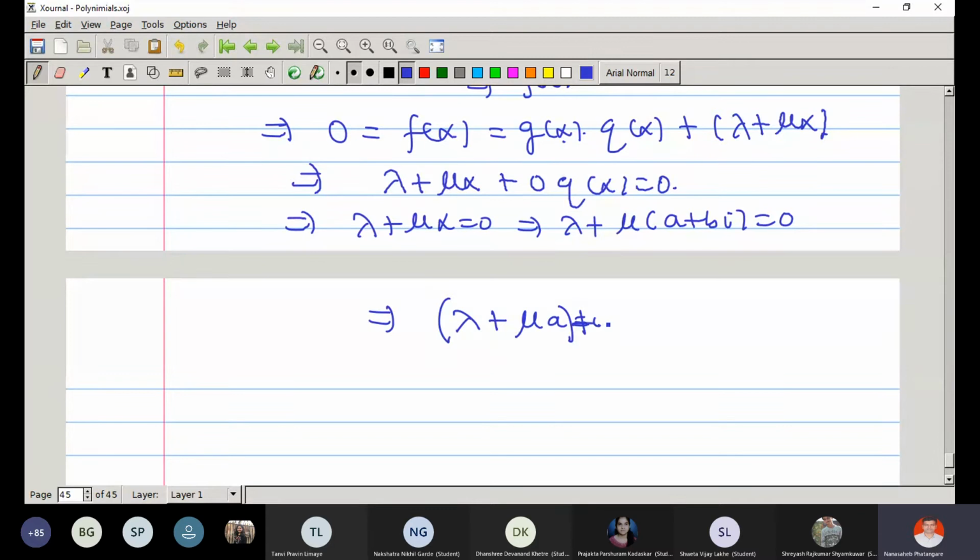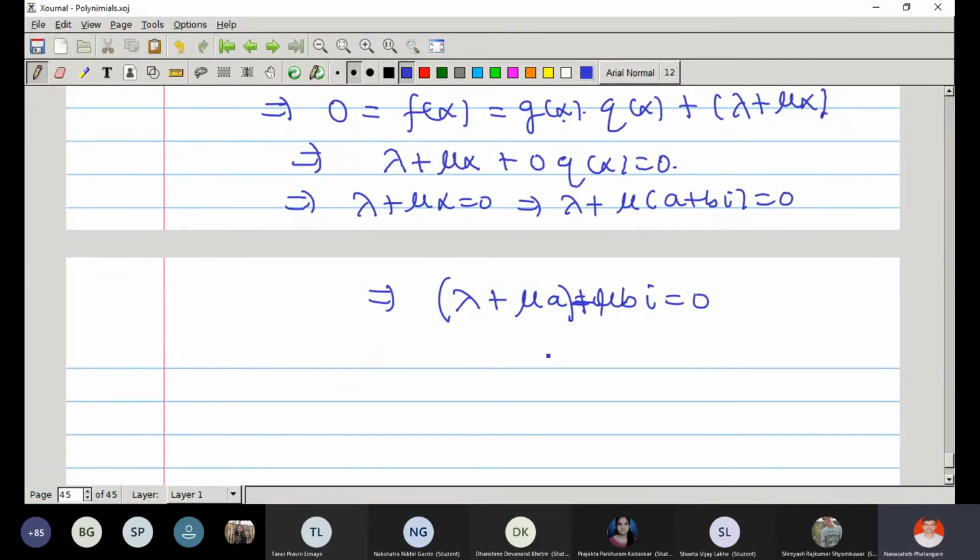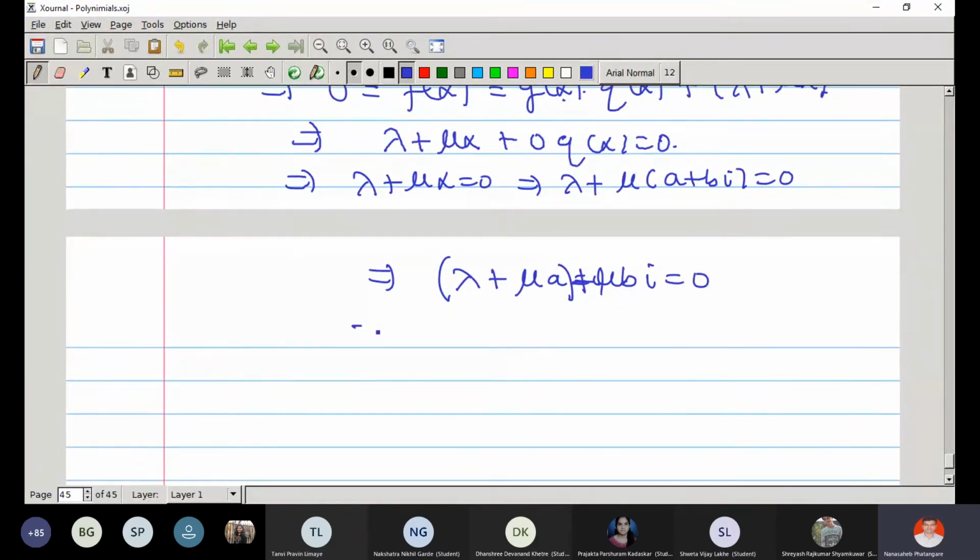Mu times b i is 0. So what is this now? This is a complex number which is equal to 0. And when a complex number is 0, its real part is 0 and its imaginary part is 0. So lambda plus mu a is 0 and mu b is equal to 0.